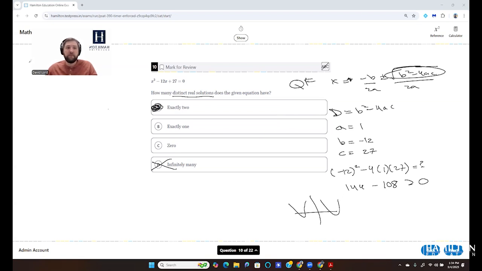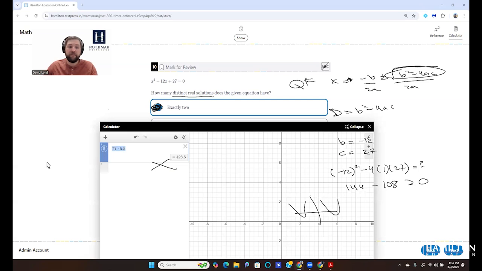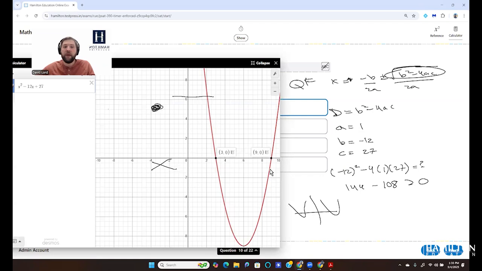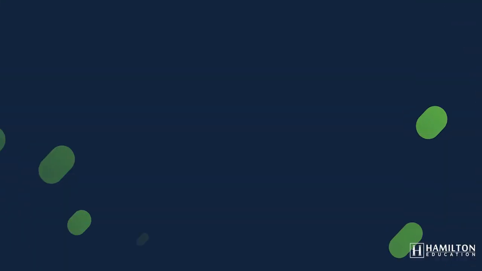Now, while you do not need to memorize this to do this type of question, it's definitely very powerful for the questions where there's a bunch of letters involved. But just to confirm that we did get the right answer, we're going to jump into Desmos and type the graph in. x squared minus 12x plus 27. And we can see that there are indeed two real solutions. So, all right, next one.